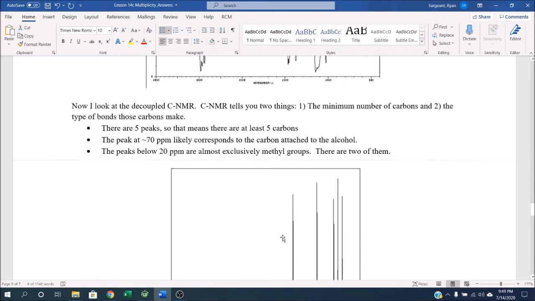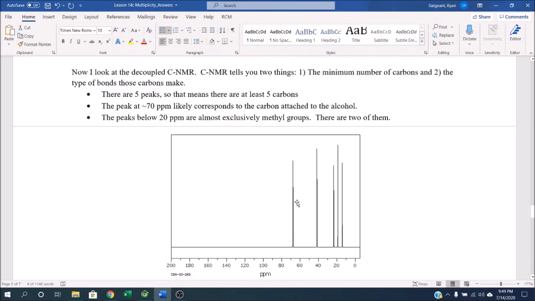Now let's take a look at the carbon-13 NMR. There are 1, 2, 3, 4, 5 different peaks. That's the one thing that carbon-13 NMR should tell you, the number of unique types of carbons in the compound. I also have this peak at 70, which is really high. These peaks at 40 and lower would typically suggest it's just a typical alkane.